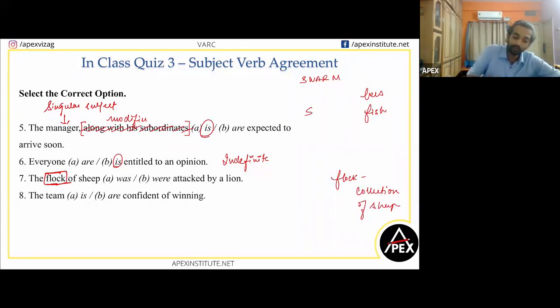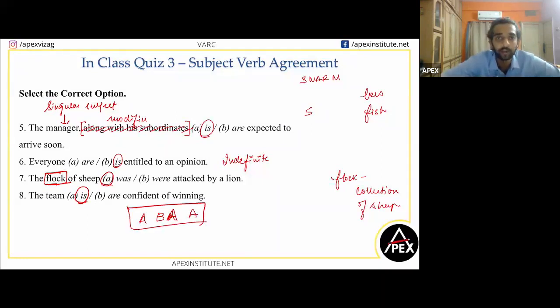What about here? The team is confident of winning. Correct? So what are the answers? A flock of sheep was attacked. So A, B, A, A. How many of you got all four correct?